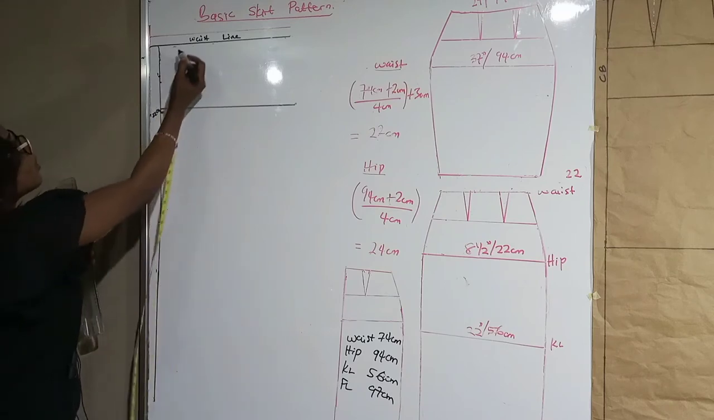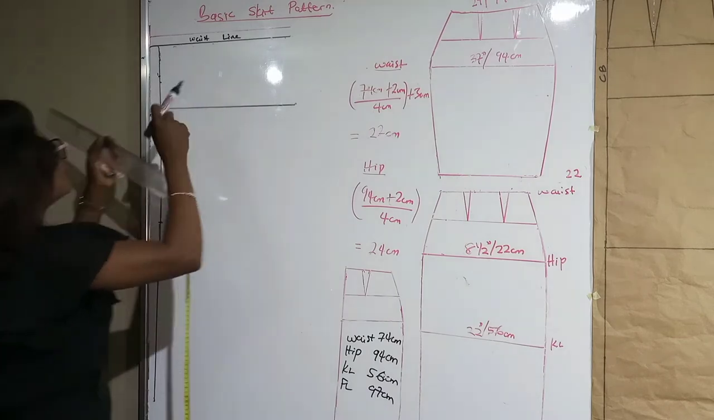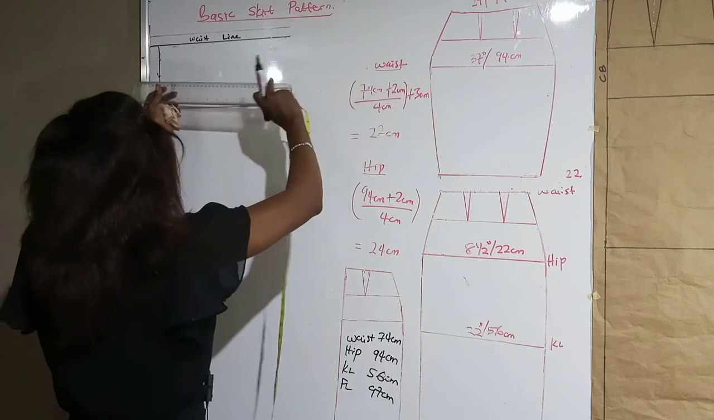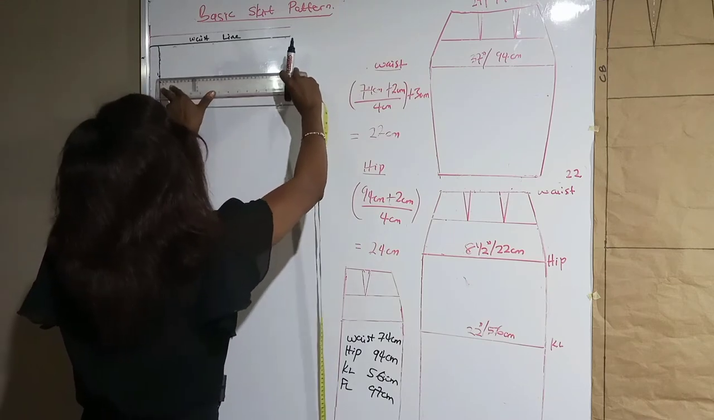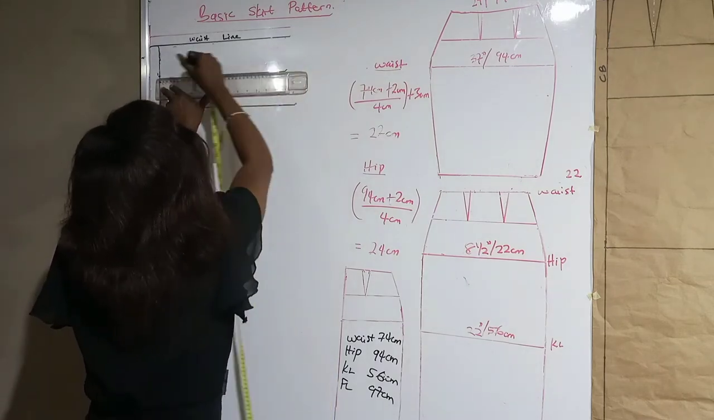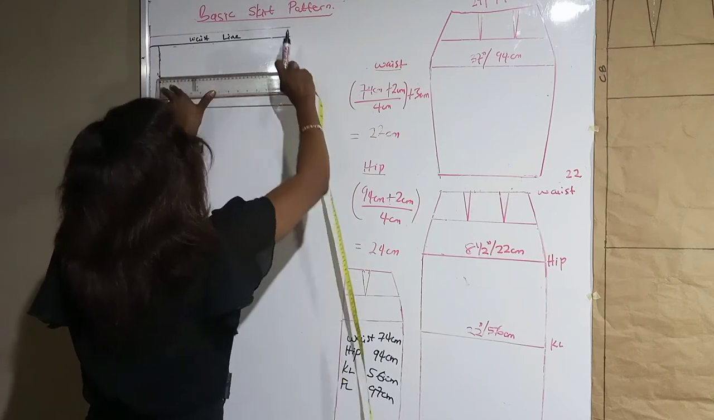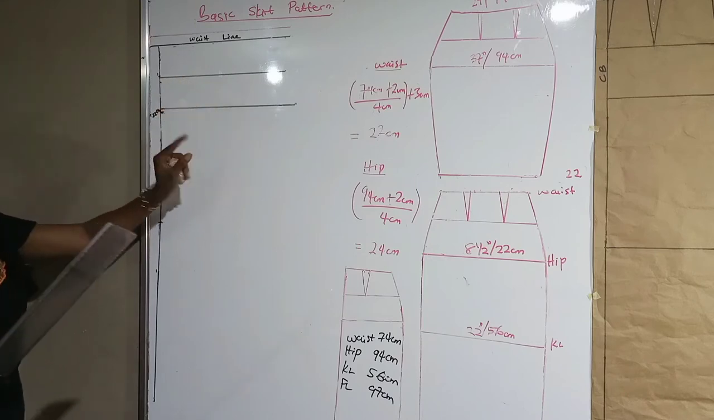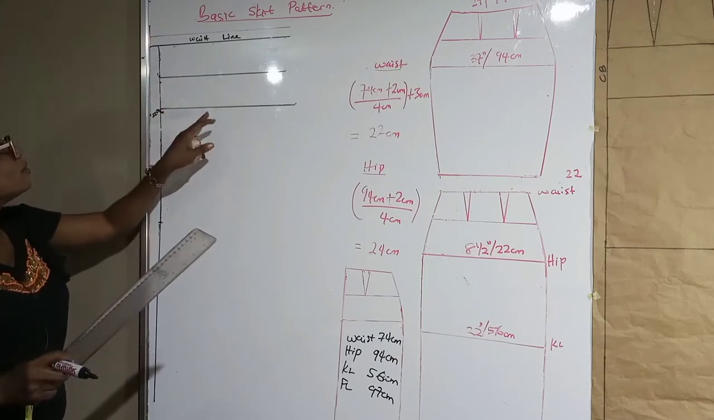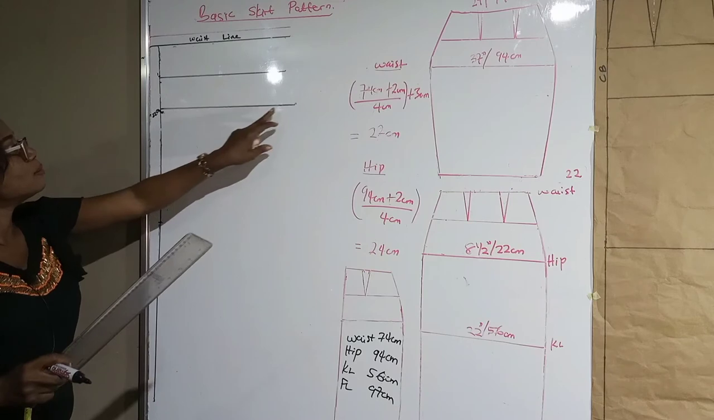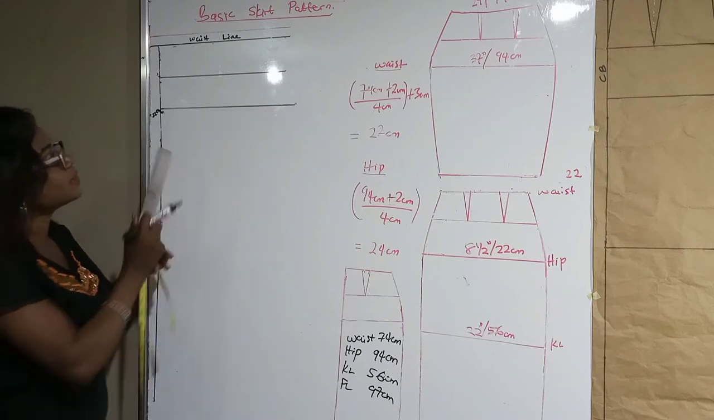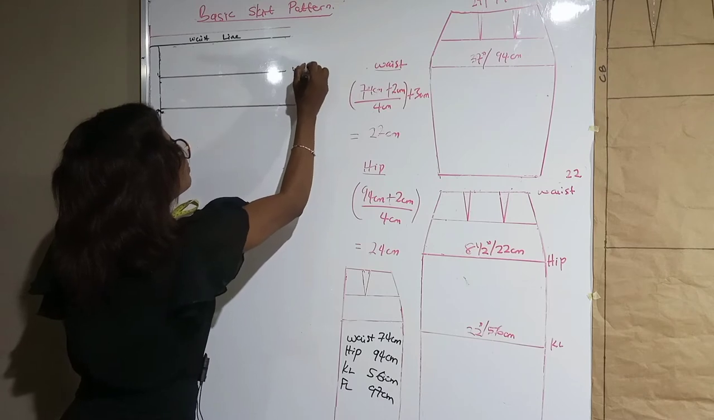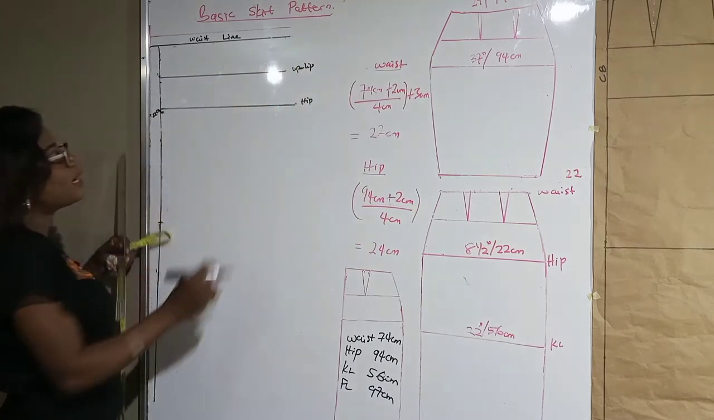So in between the line, that is from the waist, 11 cm, also connect a straight line. That will give you your upper hip line. Now, waist to hip: this line represents your hip line now, and this can be your upper hip line.